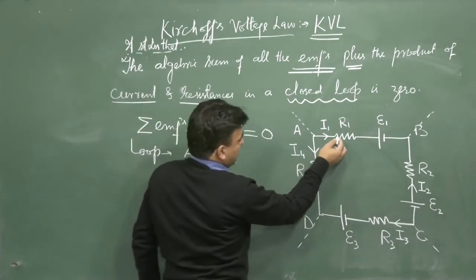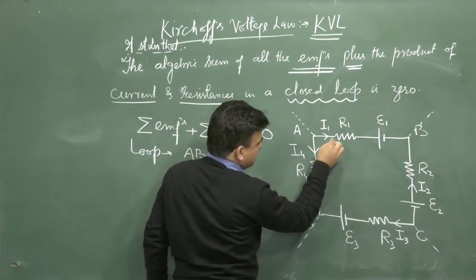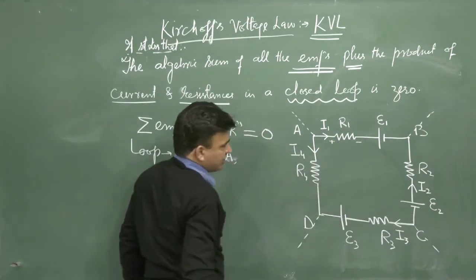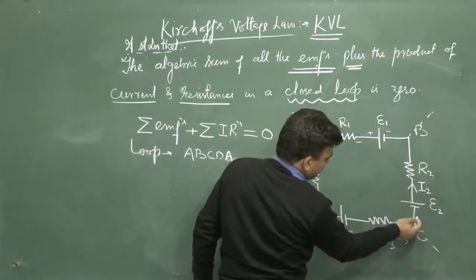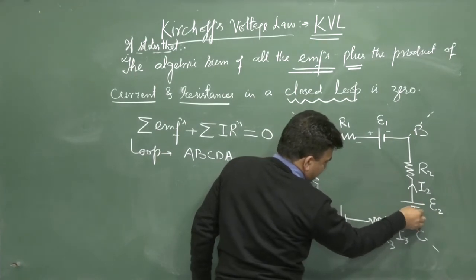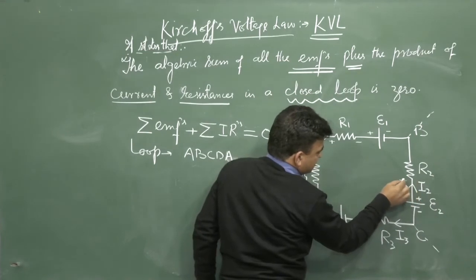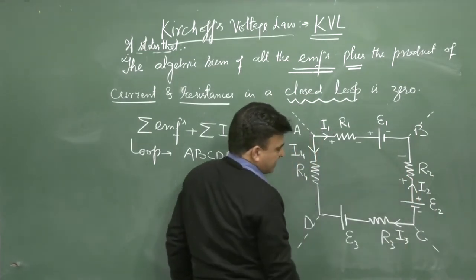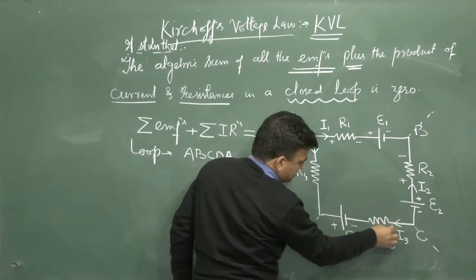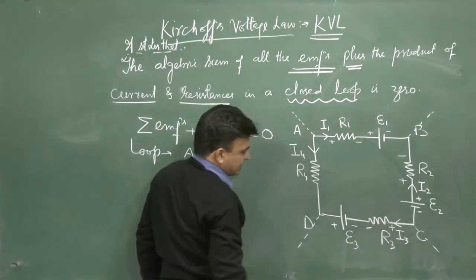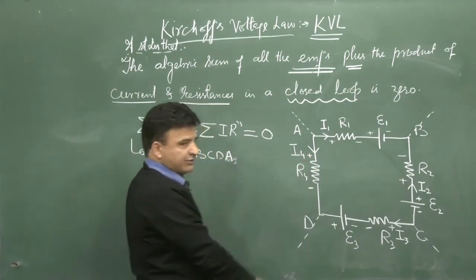Here, as I told you, the current through resistor R1 is entering at this point, so I will take this point as positive. Here the current is leaving, so I will call this negative. Let us talk about this battery: this is the negative terminal, this is the positive. Here current enters, I will take this as positive. Current leaves here, I will take this as negative. Similarly for the other elements, where current enters I take positive, and where the current leaves I take negative.